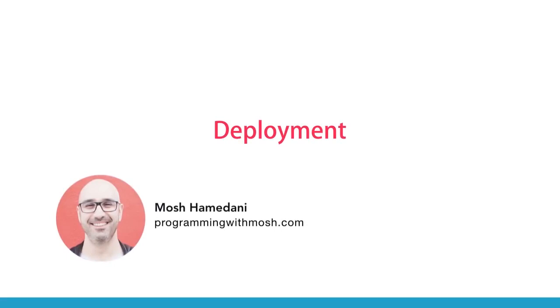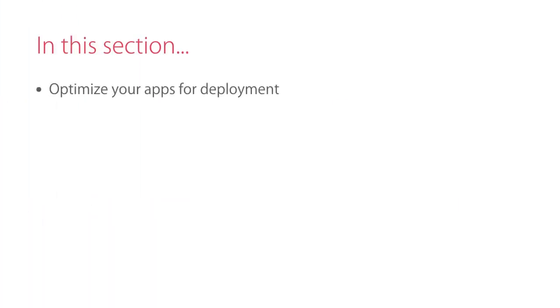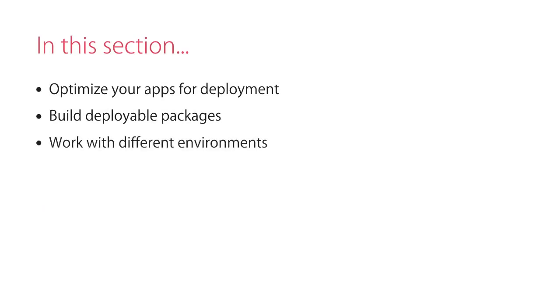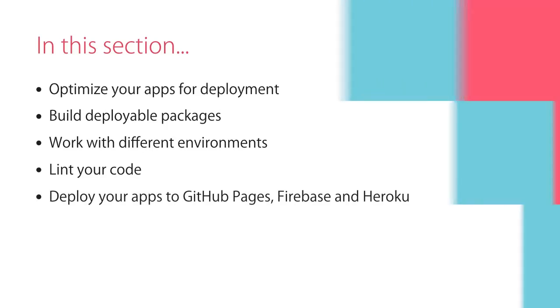Every application needs to be deployed at some point, and that's the topic for this section. So you're going to learn how to optimize your applications for deployment, build deployable packages of your app with Angular CLI, work with different environments like development, testing, and production, lint your code to keep it clean and consistent, and deploy your apps to GitHub pages, Firebase, and Heroku. So now, let's get started.